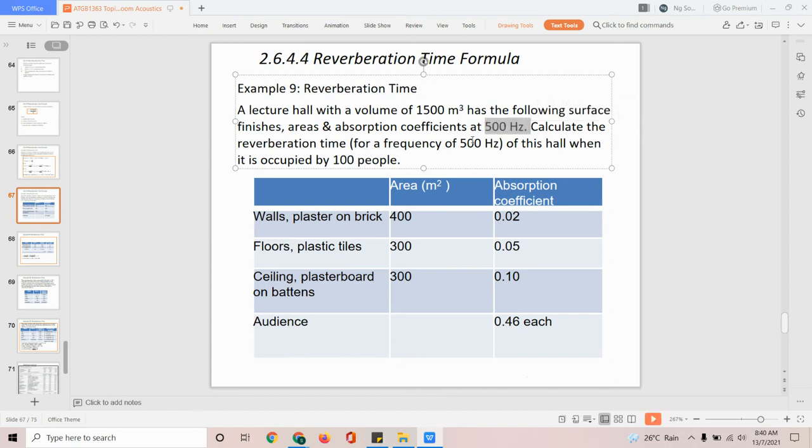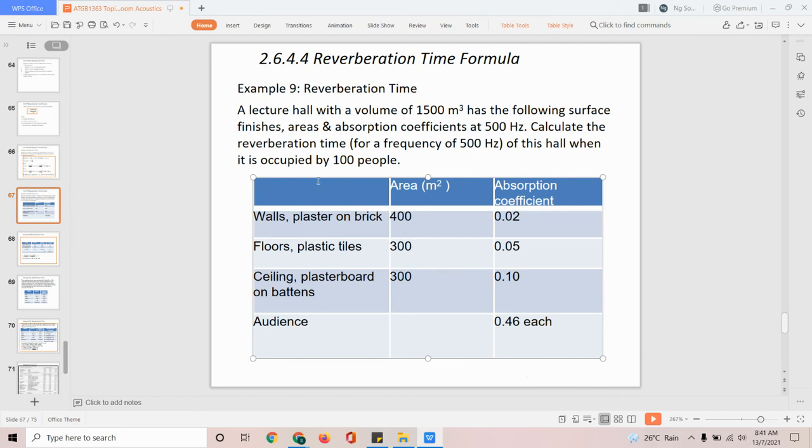And then here it mentions 500 hertz. So this one you can just ignore, because sound actually comes with a property where they have different frequencies. But in this case, because they are at the same frequency, you can just ignore them. You want to make sure that they are at the same frequency, so you don't have to be bothered by them. Okay, next you have another new info, which is this hall is occupied by 100. So here you can just put in 100.